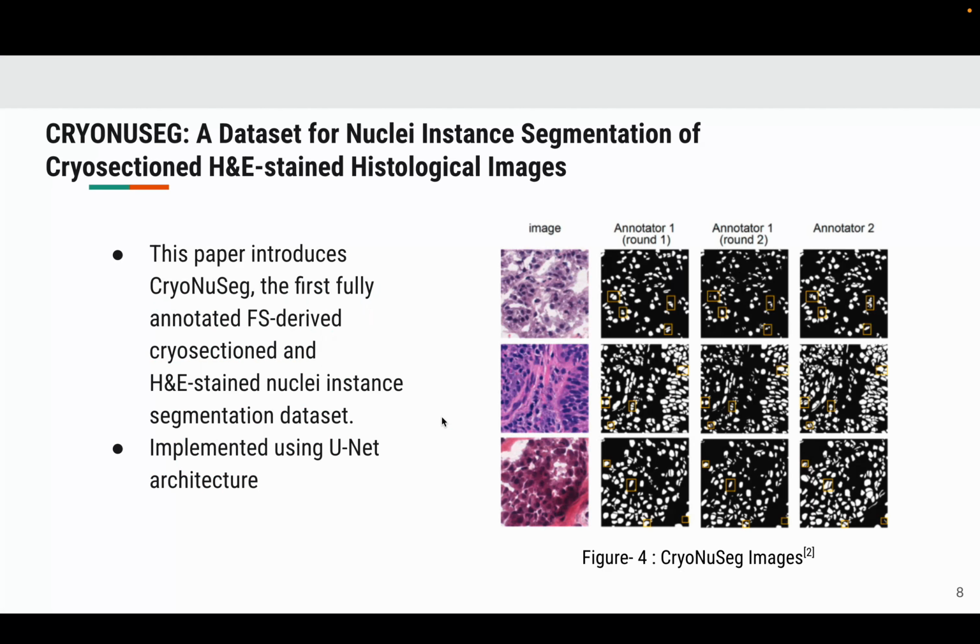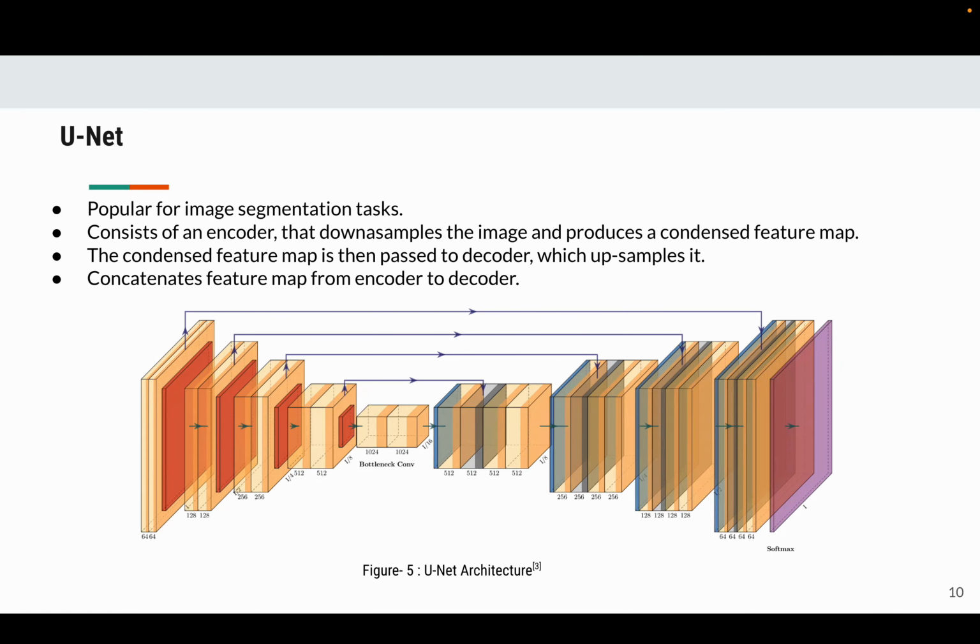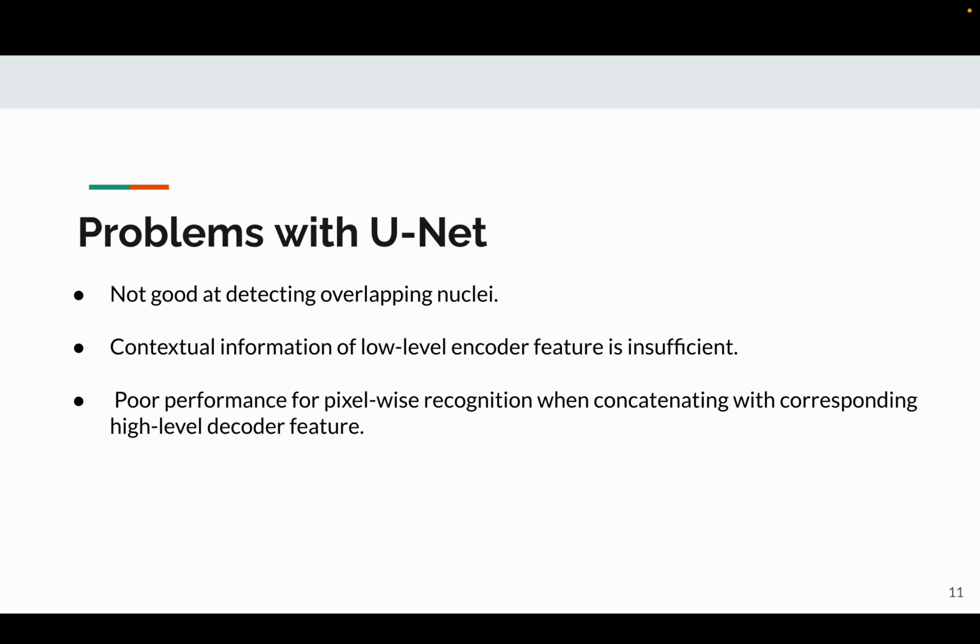So for background study, we have gone through the Cryonuseg paper, which introduces the dataset that we have based our research on. It contains 30 images of 10 organs that have been annotated by 2 annotators. Also we went through the UNet paper, as the baseline architecture uses the UNet model for performing this task. The UNet is a basic encoder-decoder model where the input image goes through a downsampling and upsampling process to produce the segmentation maps.